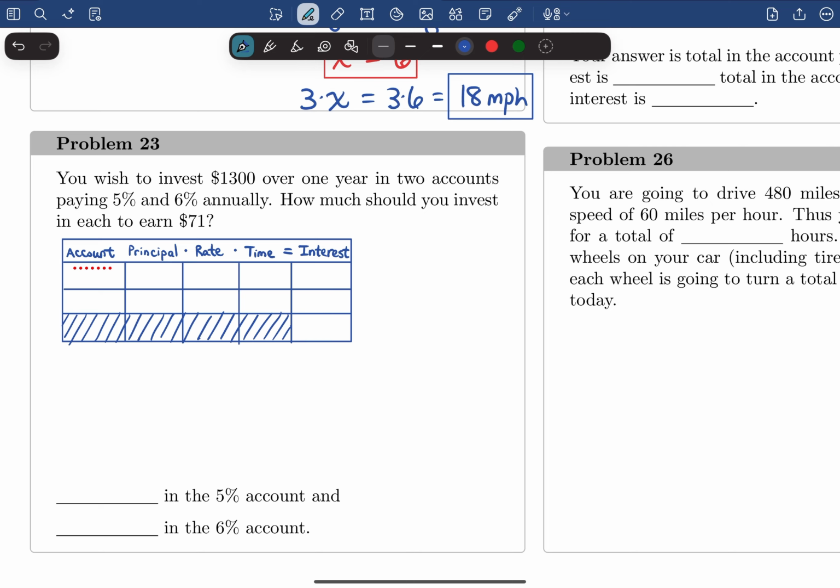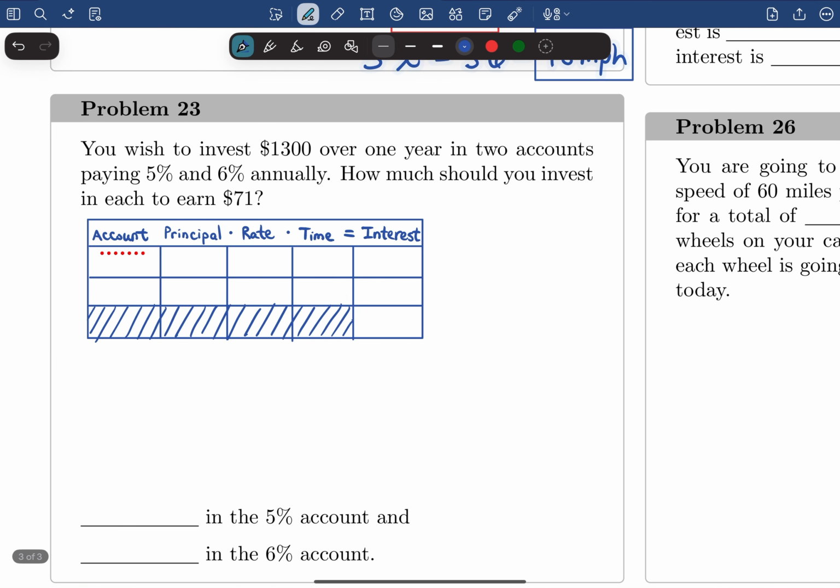Now, I created a table and you can see it. This is the simple interest formula, right? Interest equals principal times rate times time. And so I've put this information into a table. Now, there are 2 different types of accounts that you're investing in. There's the 5% account, right? The account that gives you 5% interest, and then there's the 6% account.